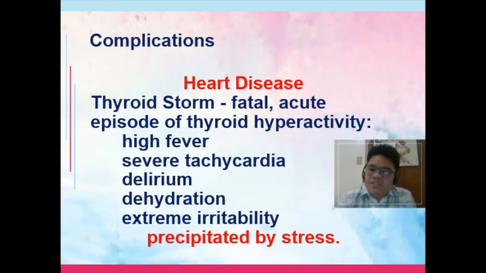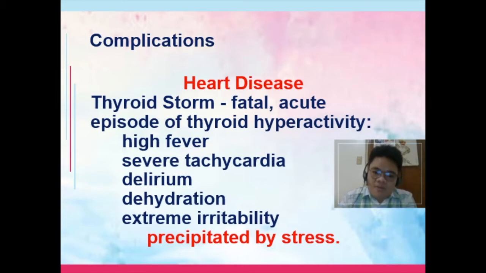So class, your patient may be able to manifest with thyroid storm. So class, in hypothyroidism, if we have myxedema coma, in your hyperthyroidism class, there will be thyroid storm. So your thyroid storm is characterized by fatal acute episode of your thyroid hyperactivity. So your patient would have high fever. Your patient would have severe tachycardia. There could be delirium, dehydration, extreme irritability, and this could be precipitated by stress.